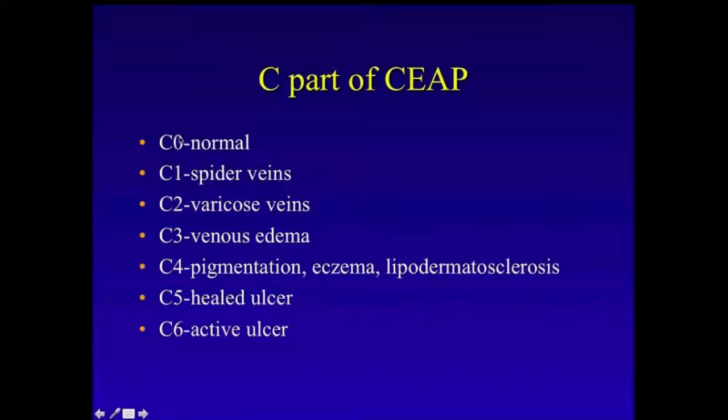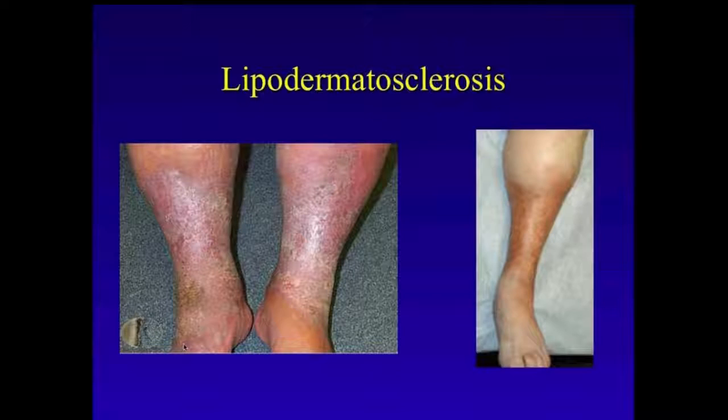So what you can see, it's a continuum from normal, C0, to active ulcers, C6. Most of the patients that I'm taking care of are in the C1 through C4 area, but if you're involved in caring for patients that come from wound centers, you'll see a lot more of the advanced C5 and C6 disease patients. Here's an example of an advanced C4B type problem.